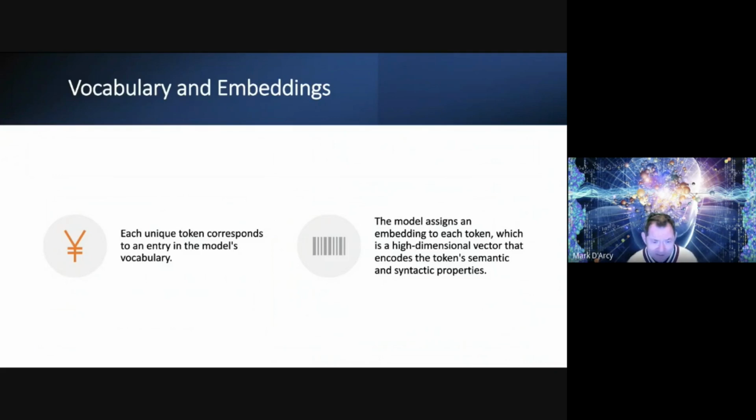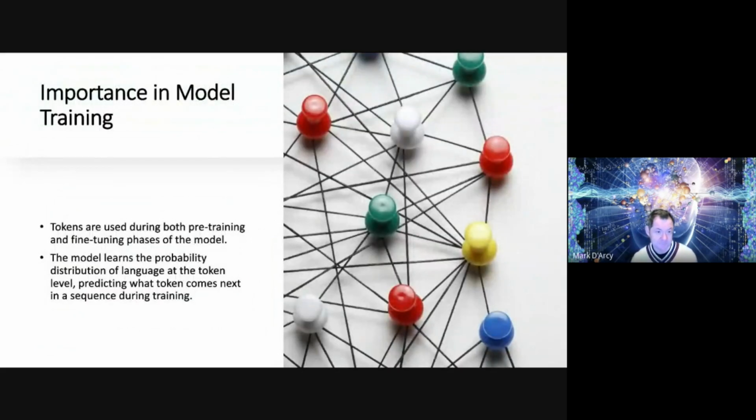When it comes to vocabulary and embeddings, each unique token corresponds to an entry in the model's vocabulary. The model assigns an embedding to each token, which is a high-dimensional vector that encodes the token's semantic and syntactic properties. Now, this can only happen because of the model training. Model training is so important. Tokens are used during both pre-training and fine-tuning phases of the model. The model learns the probability distribution of language at the token level, predicting what token comes next in a sequence during training.